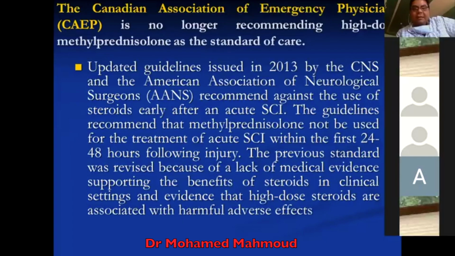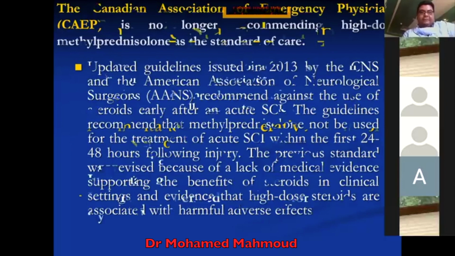Guidelines recommended that methylprednisolone should not be used for the treatment of acute spinal cord injury within the first 24 to 48 hours following injury. The previous standard was revised because of lack of medical evidence supporting the benefit of steroids in clinical settings and evidence that high-dose steroids are associated with harmful adverse effects.